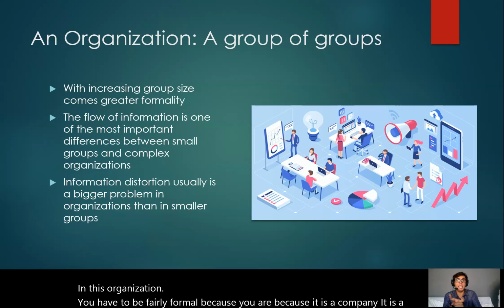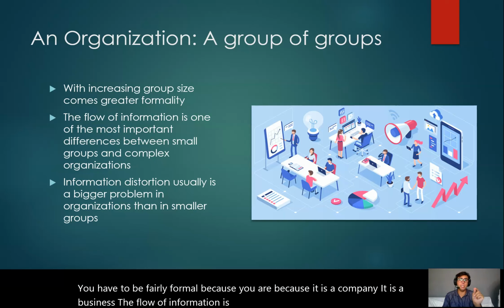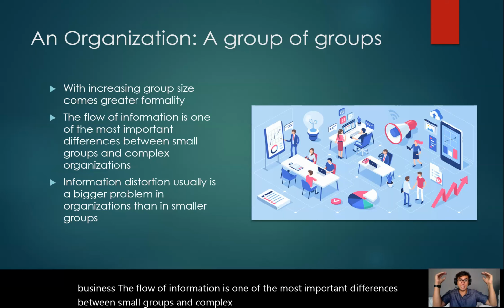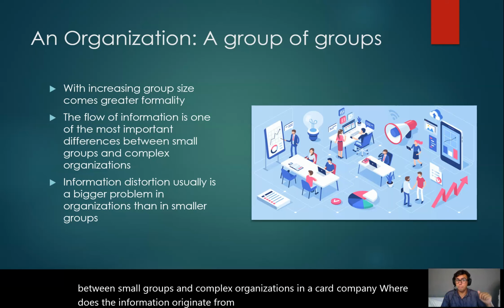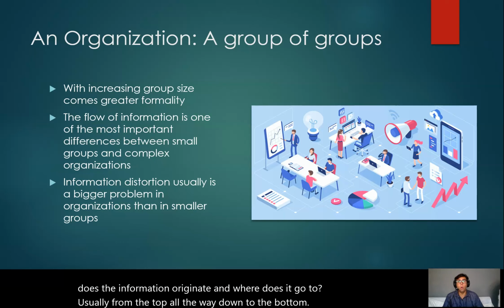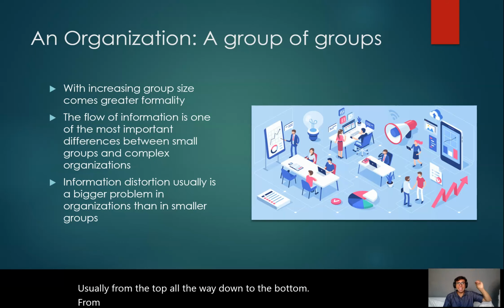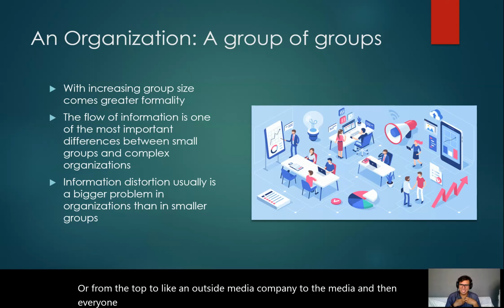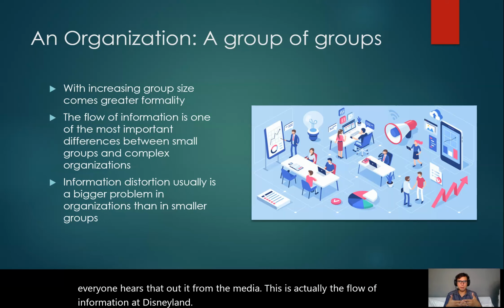The flow of information is one of the most important differences between small groups and complex organizations. In a car company, where does the information originate from and where does it go to? Usually from the top all the way down to the bottom. Or from the top to an outside media company to the media, and then everyone hears about it from the media. This is actually the flow of information at Disneyland, or at least as a cast member.